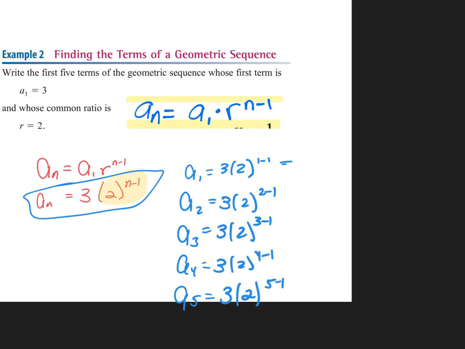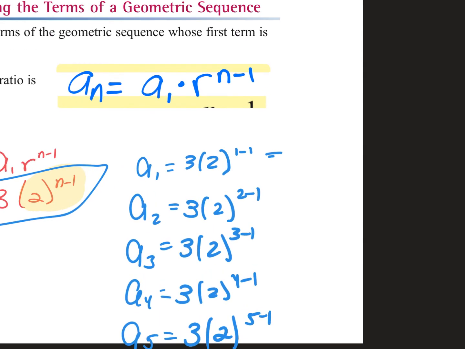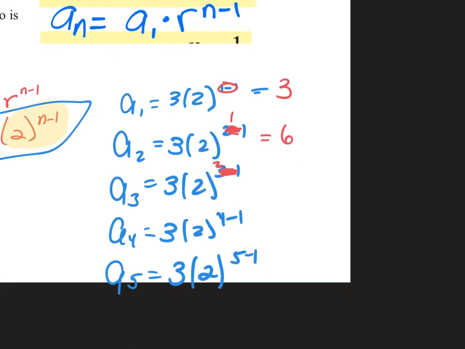So as we evaluate this, guys, what is 1 minus 1? This is 0. So I have 2 to the 0 power. 2 to the 0 power gives me 1. And 1 times 3 is 3. So then 2 minus 1, this is 1. So I have 2 to the first power is 2. And 2 times 3 is 6. Good. So now you have 3 minus 1 is 2. So I have 2 to the second power. And 4 times 3 is? Good. So then I have 4 to the third power. What's 2 to the third power?